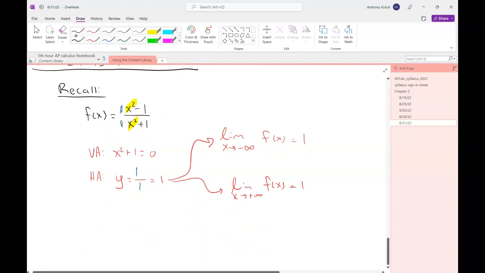Right? So it appears that I can rewrite these horizontal asymptotes using these infinite limits. But what does that really mean? What does an infinite limit like that really mean? We haven't seen that before, where x is going towards negative or positive infinity like that. So let's give the technical definition.